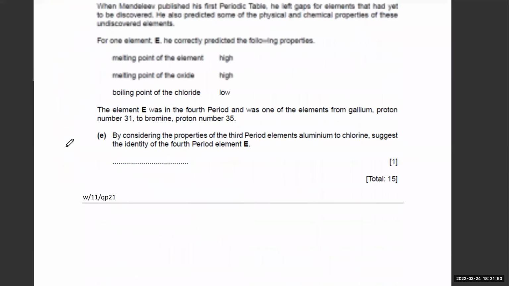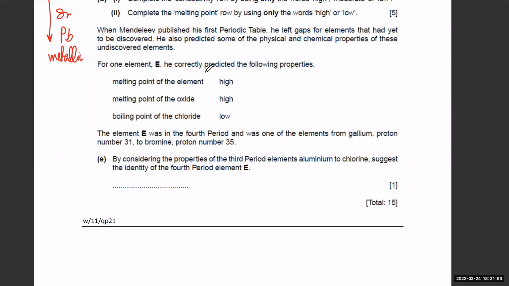अच्छा, anyways, there's this substance E. For one element, E has the following properties. Its melting points are high and boiling point of the chloride is low. Element E was in the fourth period, one of the elements from gallium proton number 31. By considering properties of the third period element, aluminium to chlorine, suggest, तो ये कौन है? Which one is this? So melting point of this is aluminium.